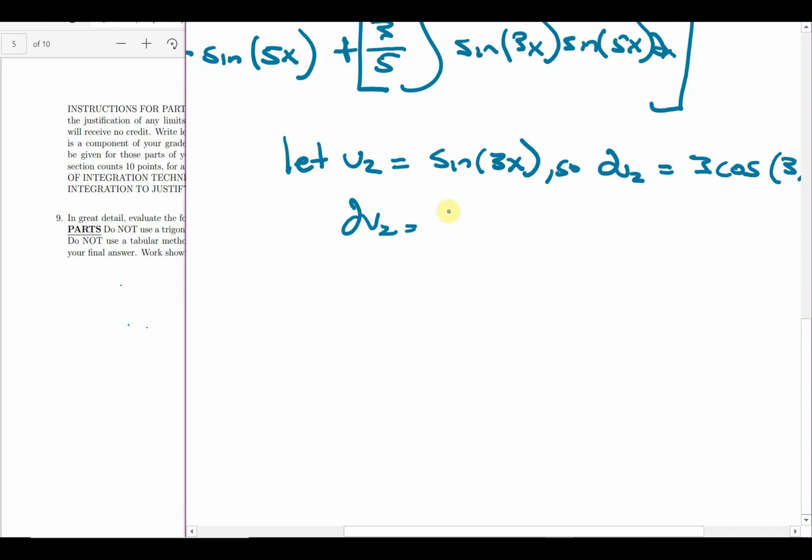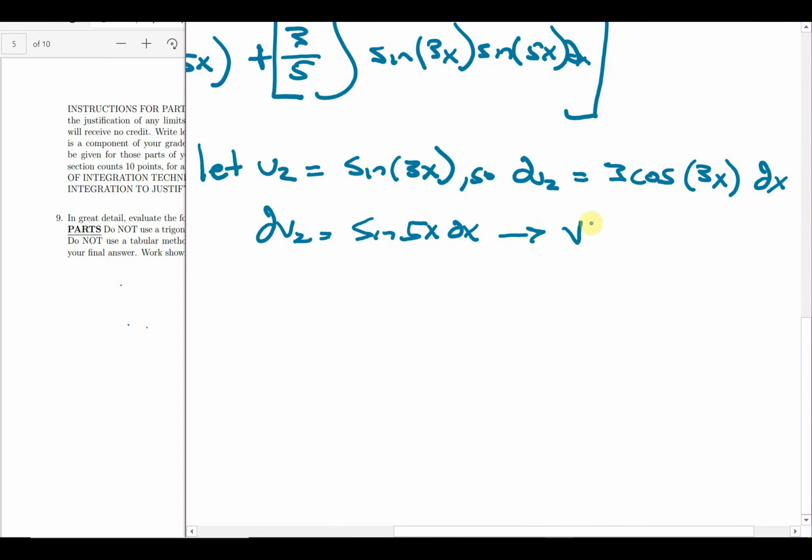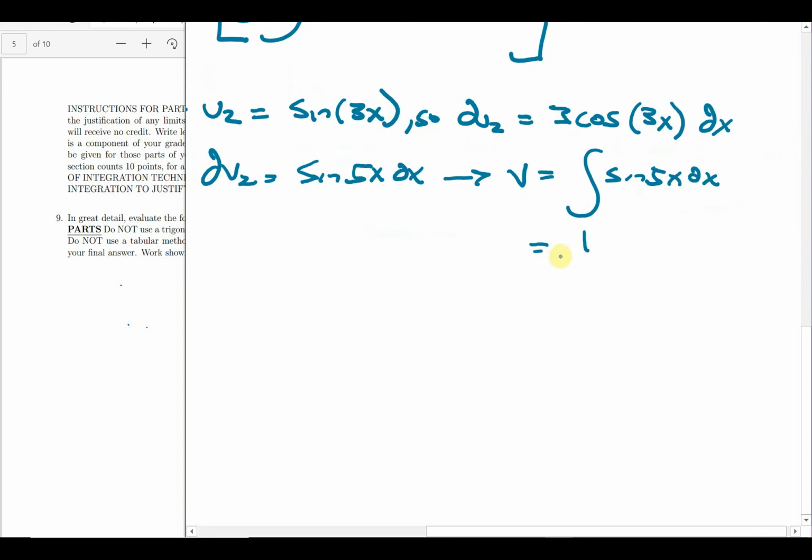And then dv2 is going to be sine 5x dx. So this implies that v is the integral of sine 5x dx. So this is going to be 1/5. And then to get to cosine, it's going to be negative cosine 5x right there. Because the derivative of cosine 5x is negative sine, that takes care of that times 5, and we get back to this form, sine.